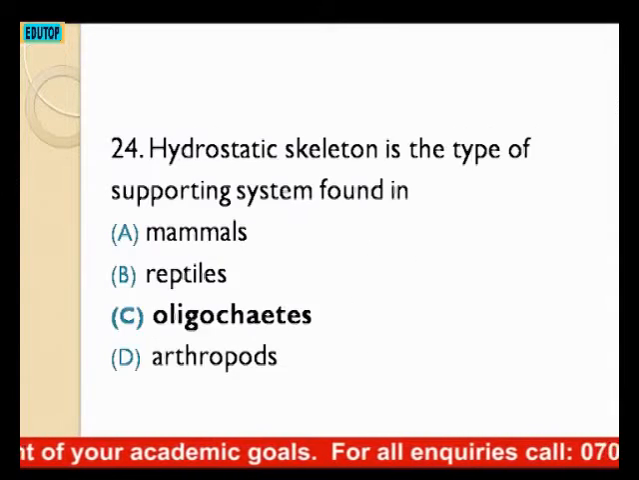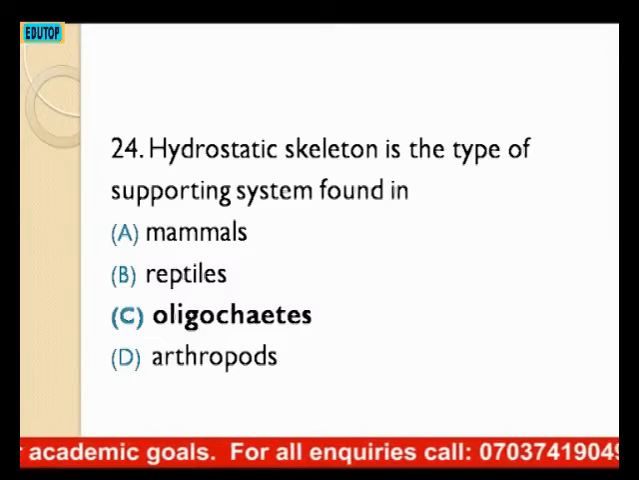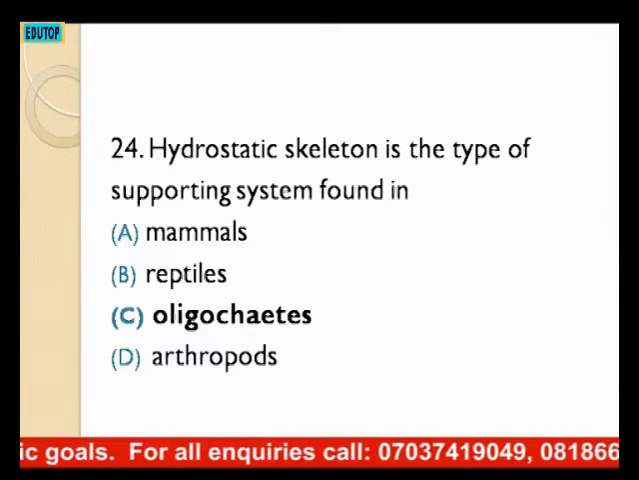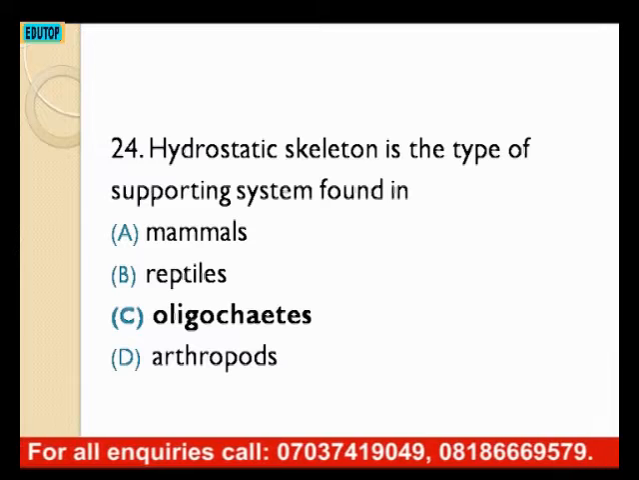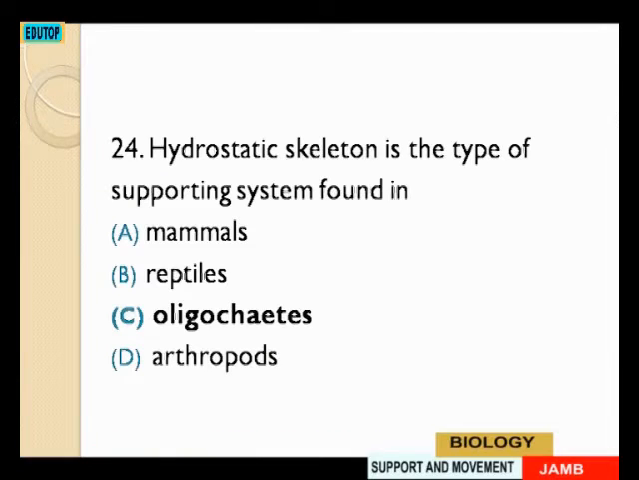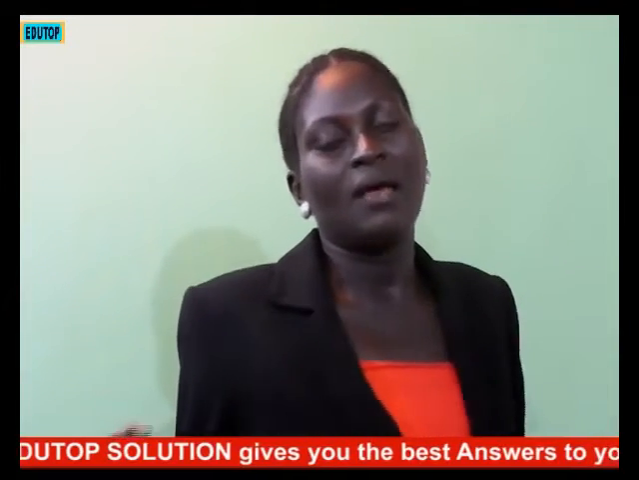The next question. Hydrostatic skeleton is the type of supporting system found in A. mammals, B. reptiles, C. oligochaetes, D. arthropods. We have three types of skeleton: endoskeleton, exoskeleton, hydrostatic skeleton. Endoskeleton being internal bones that are inside the organism.